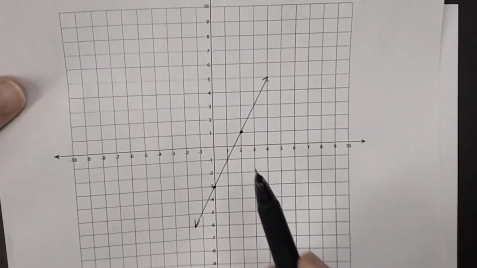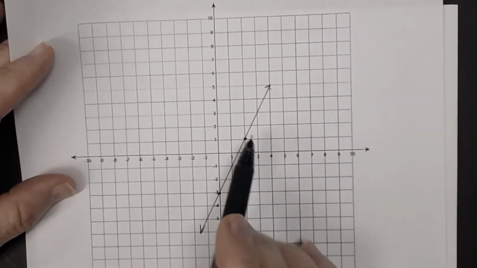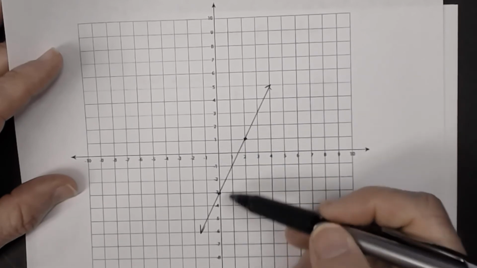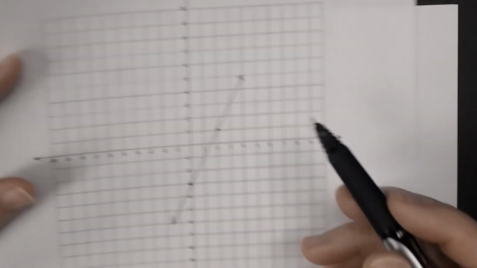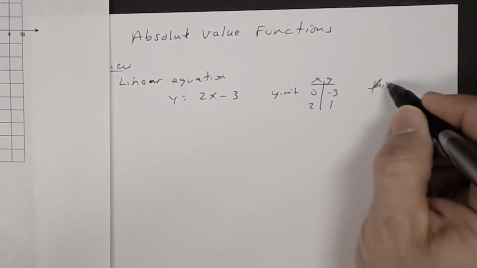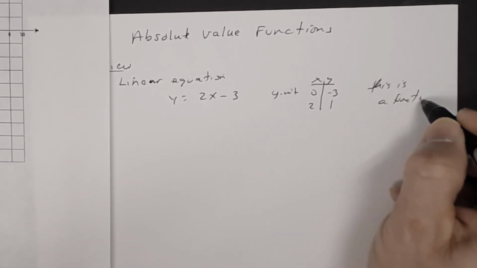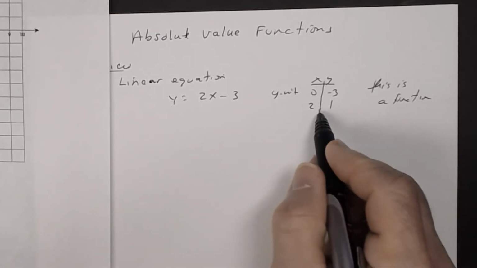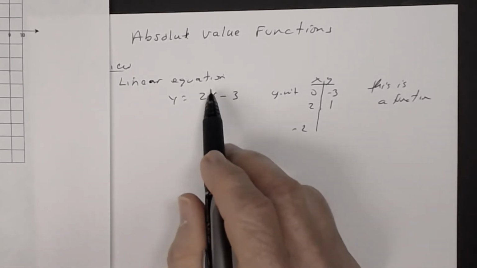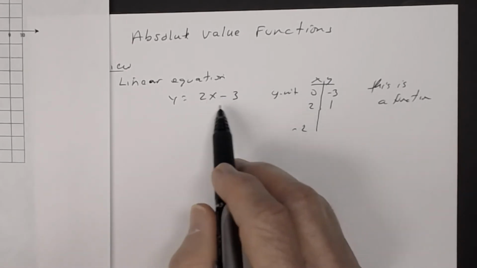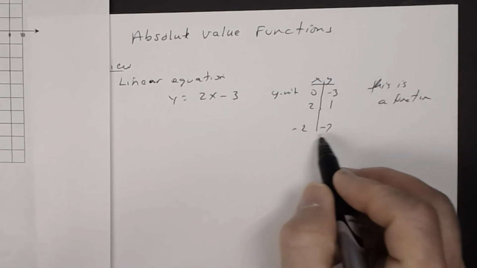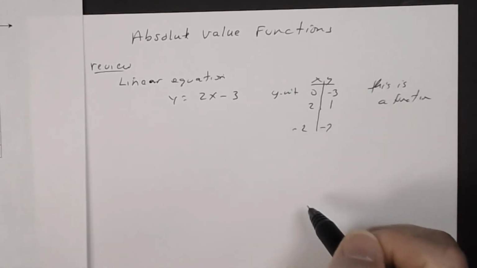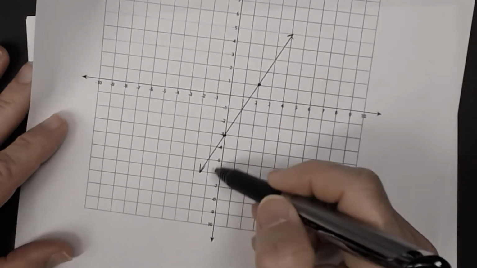Now, this is a function. Remember, you can use the vertical line test when talking about a function. For each x coordinate, there's exactly one y coordinate, right? So this is a function. If we continued on, let's say negative 2, 2 times negative 2 is negative 4, and negative 4 minus 3 is negative 7. So again, for this x coordinate, there's only one y value, and that's true as you continue on. So also keep in mind the vertical line test.